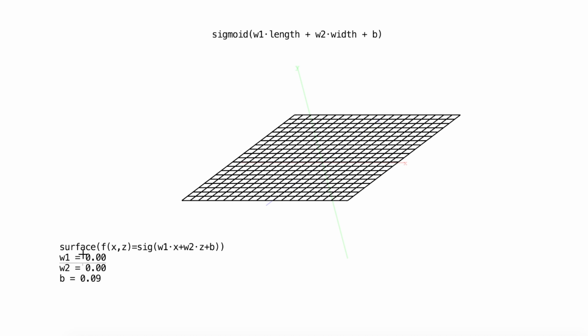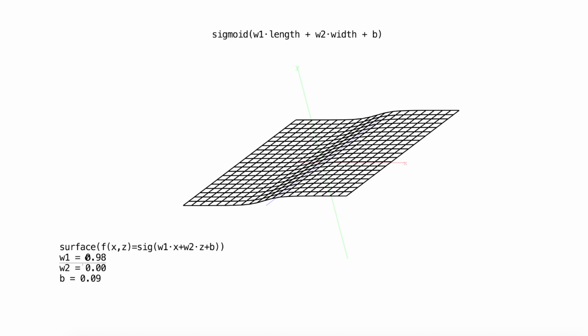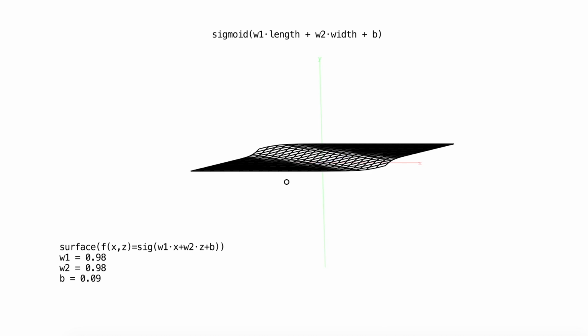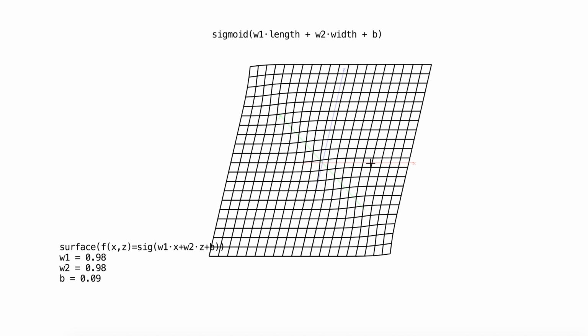What's cool is when we have values for w1, w2, and b. So let's give w1 something and then w2 something. If we have them both be positive, you can see we get this shape, where for positive values of x and z, or our two features, length and width, the network's output is positive.